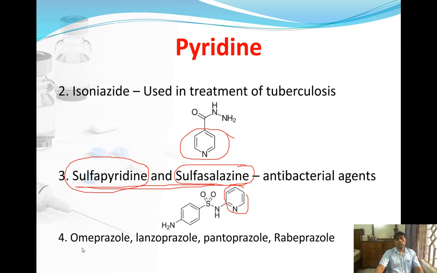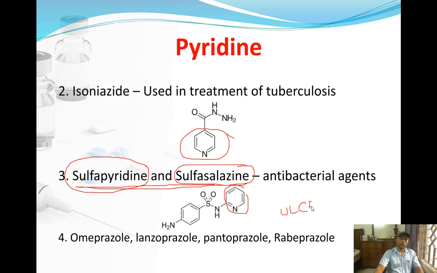So next is omeprazole, lansoprazole, pantoprazole, rabeprazole. So these are the proton pump inhibitors. These will have a pyridine ring in them. Proton pump inhibitors are used in case of ulcers. They are used in ulcer.